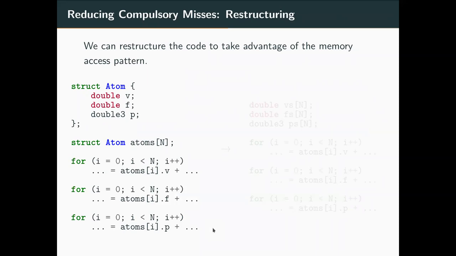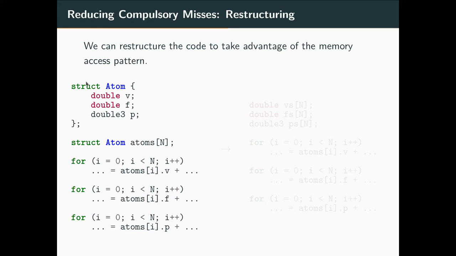So let's talk about another way that we can reduce compulsory misses. This is something that a programmer would have to do. And maybe if you have a really, really smart compiler, you could do this. But really, it's pretty much the programmer's job at this point. And that's restructuring. We can restructure our code in such a way that we can take advantage of the memory access pattern.